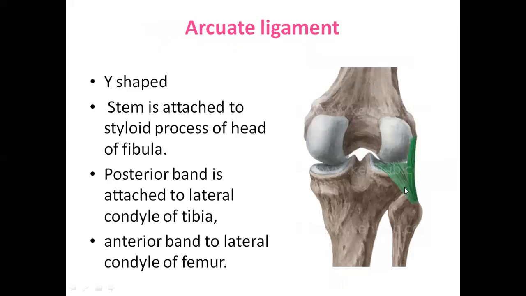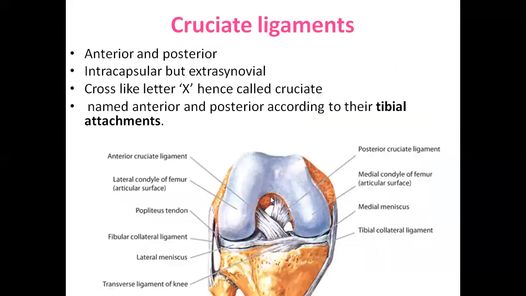Then we have one more ligament called as arcuate ligament, which is Y-shaped. The stem is attached to the styloid process of the head of the fibula. Posterior band is attached to the lateral condyle of the tibia. Anterior band is attached to the lateral condyle of the femur. So this is arcuate ligament.